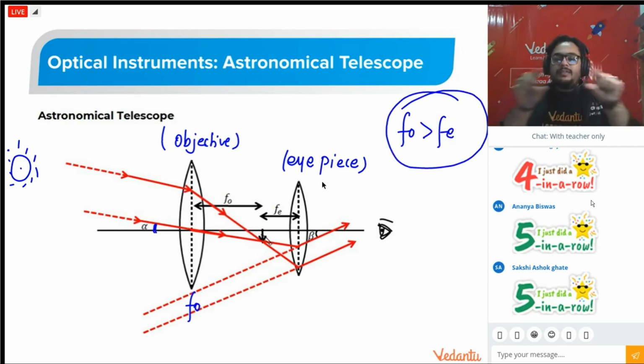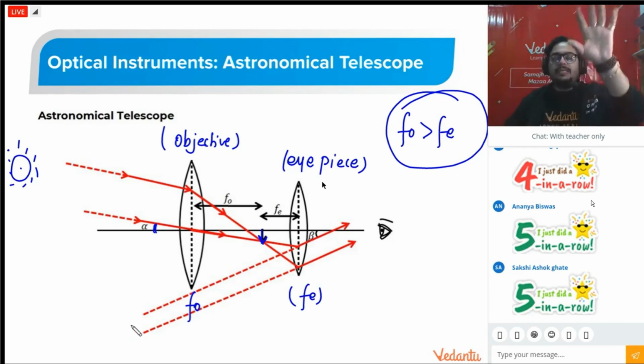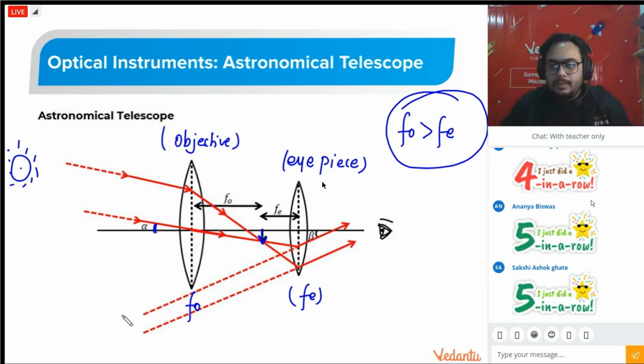Now, length of the telescope is set like this. You can change the length of telescope. Now it is set like that so that this image formed falls at a distance of FE from the eyepiece, so that it can again form its image at infinity. So your eyes will be relaxed and you can see the image at infinity. Are you getting my point?